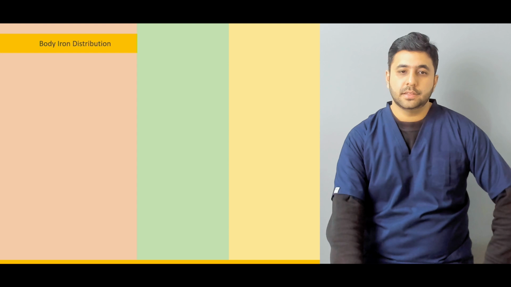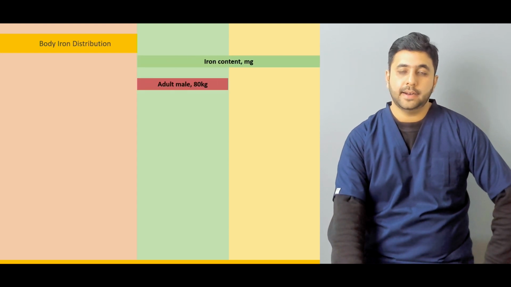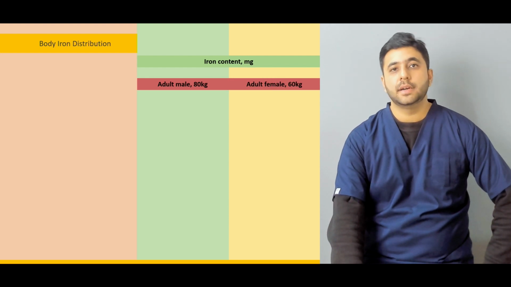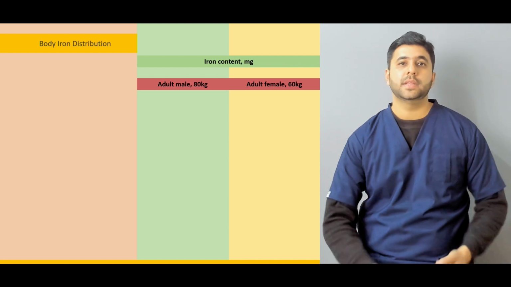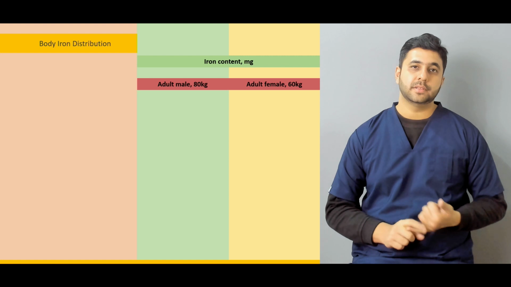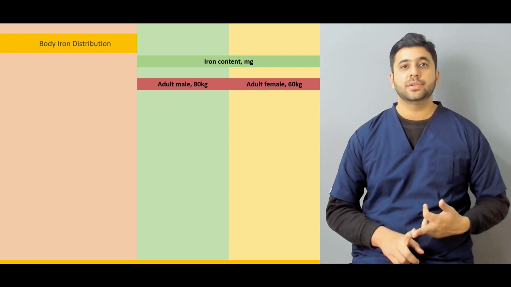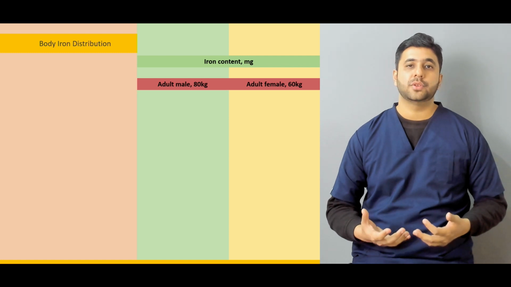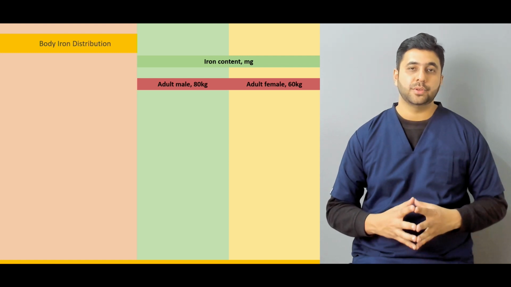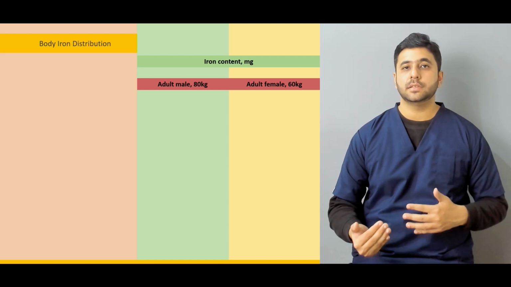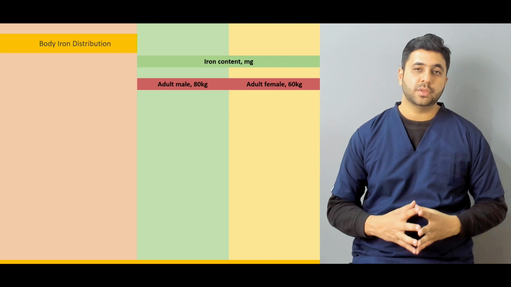All right, let's talk briefly about the body iron distribution in regards to an adult male and an adult female. There are two major differences between males and females in regards to iron management. The number one thing is the hormonal differences. Males have testosterone, females have estrogen. Testosterone generally leads to effective erythropoiesis, or an increased production of RBCs. That's why males generally have slightly higher hemoglobin levels as compared to females.